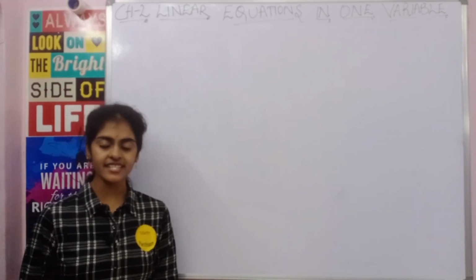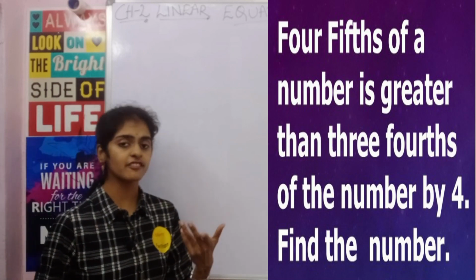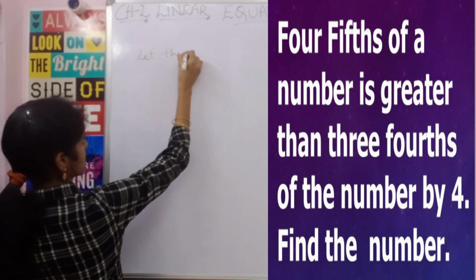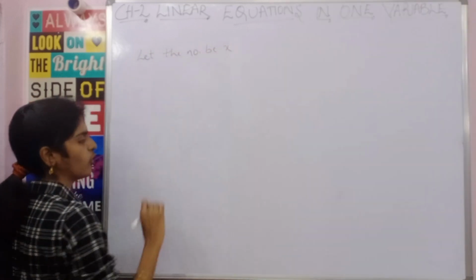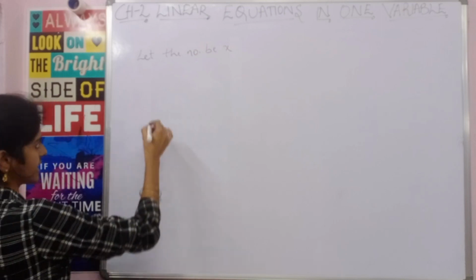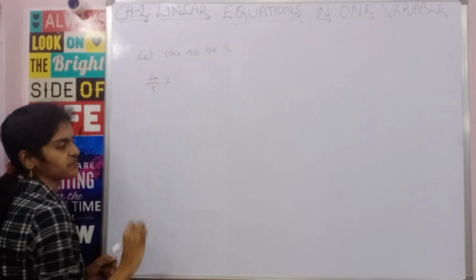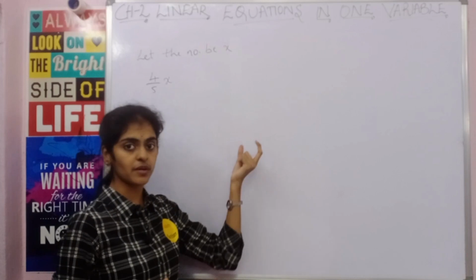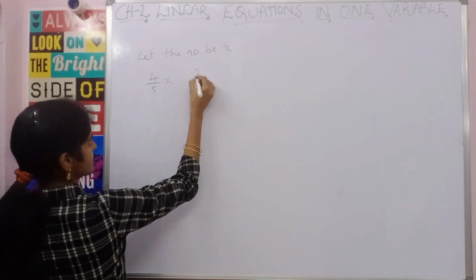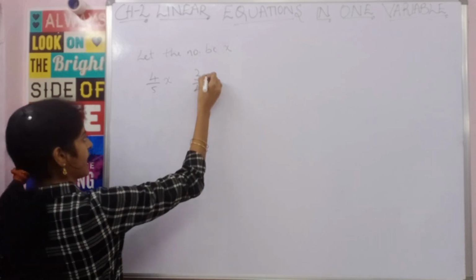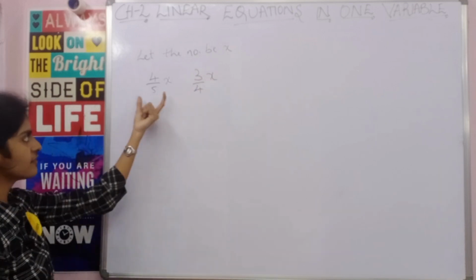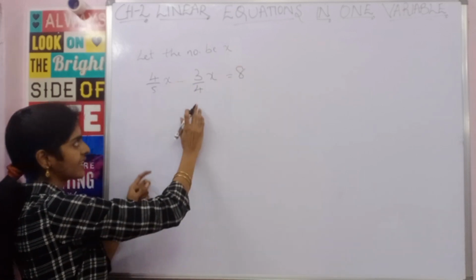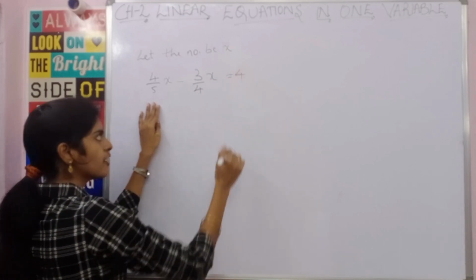So the next question is 4/5 of a number is greater than 3/4 of a number by 4. Okay, so firstly let us take the number as x, so let the number be x. Now 4/5 of the number is nothing but 4 by 5 of x. They are saying that 4/5 of the number is greater than 3/4 of the number, which is 3 by 4 x, by 4. That means when you subtract these two numbers, you will get what? You will get 4. Clear?